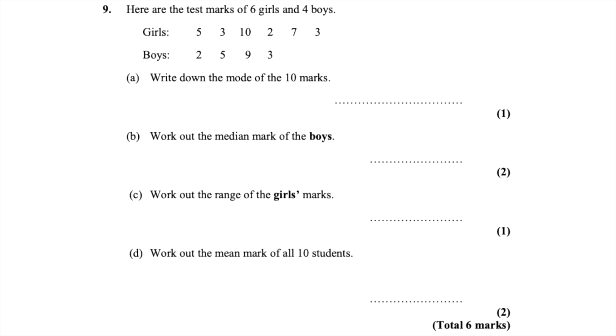As you can see, sometimes the questions can be worth a lot of marks, so let's look at one of those types of questions. We've got a set of test marks for 6 girls and 4 boys. Firstly, they want you to tell them the mode of all 10 marks. I would suggest maybe ticking off each time a number comes up here so that you don't make a mistake. This might seem like overkill, but when the data is spread out like this, it's really easy to make a mistake, so be very careful so that you don't waste that mark.